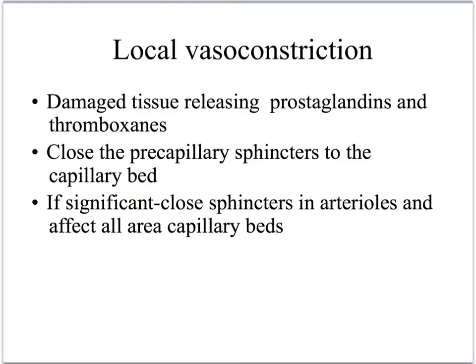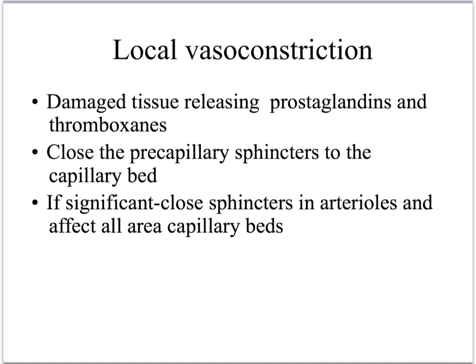If you have injury to tissue, damaged cells are going to release chemicals referred to as prostaglandins and thromboxanes. A lot of the painkillers, a lot of the antiarthritic medications, this sort of thing, they're antiprostaglandins, to give you an example.